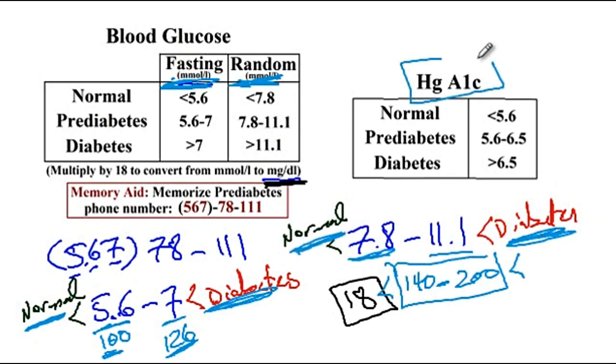And then for hemoglobin A1C, the pre-diabetes range is 5.6 to 6.5. The values less than 5.6 are considered normal, while the values more than 6.5 are considered diabetes.